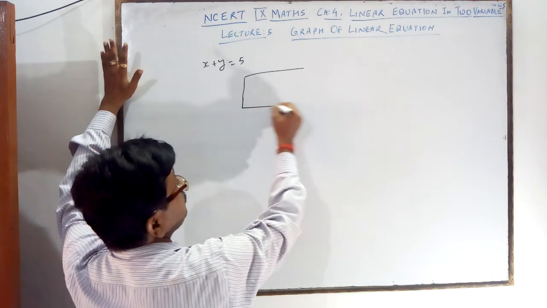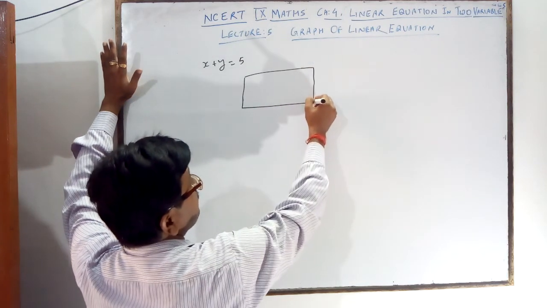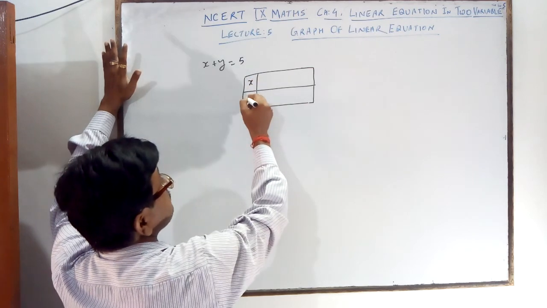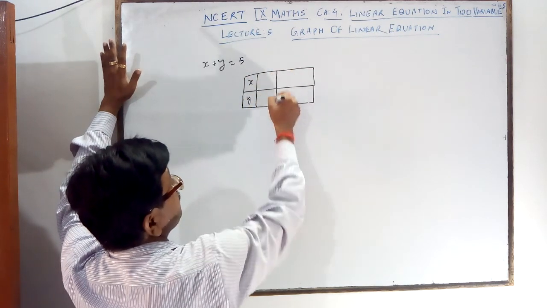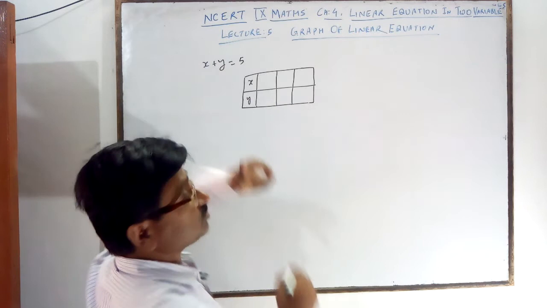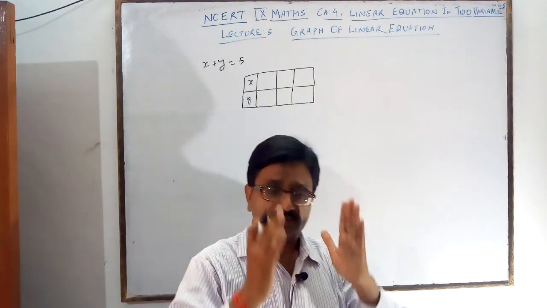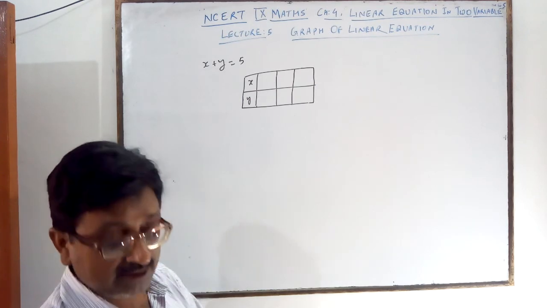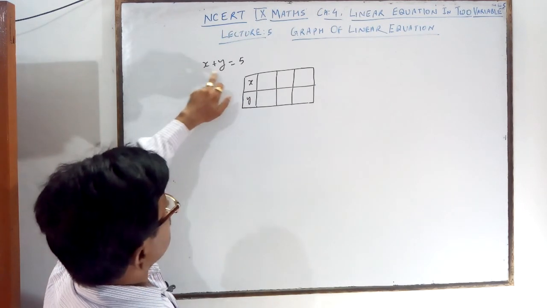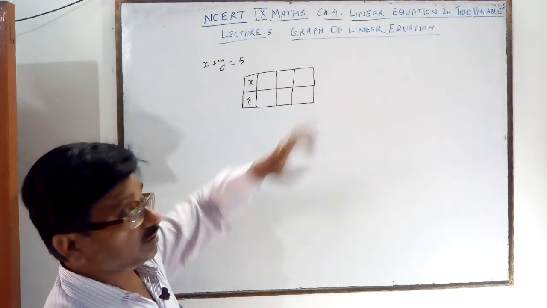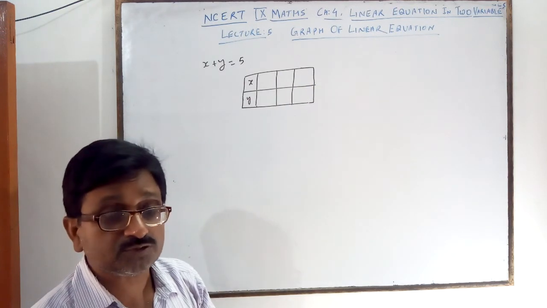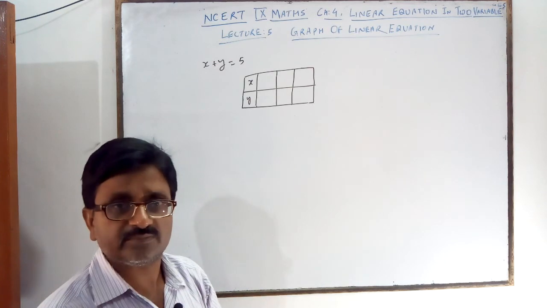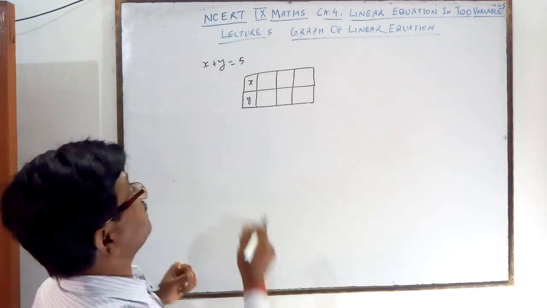I have told you in the previous lecture how you will find the solutions. At least two solutions are very important. Solution means the values of x and y which satisfy the equation. You choose x by your own will, but try to choose a value which will not give you a decimal form. Try to get whole numbers or integers.